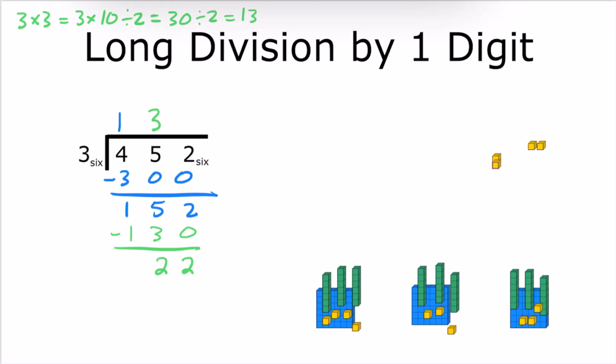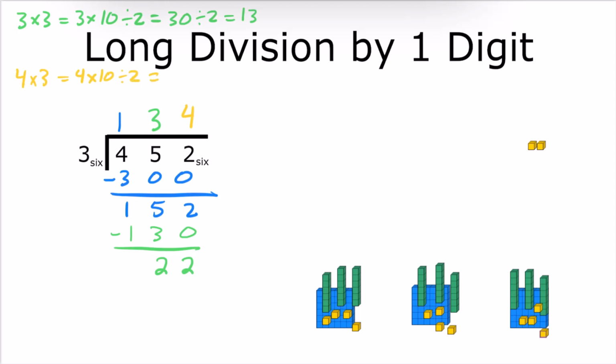Yep, it looks like I'm going to be able to put 4 in each group. So I'll put a 4 in my answer. Then to figure out how much I need to subtract, I'll do 4 times 3, which I'm going to think about as 4 times 6 divided by 2.